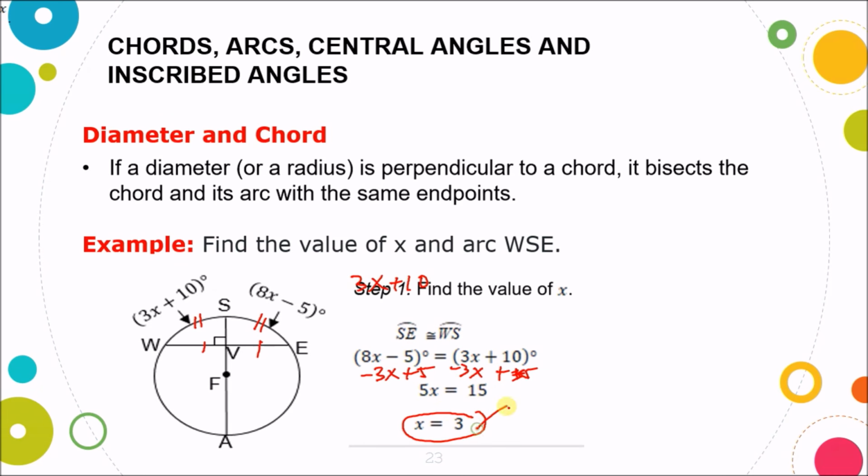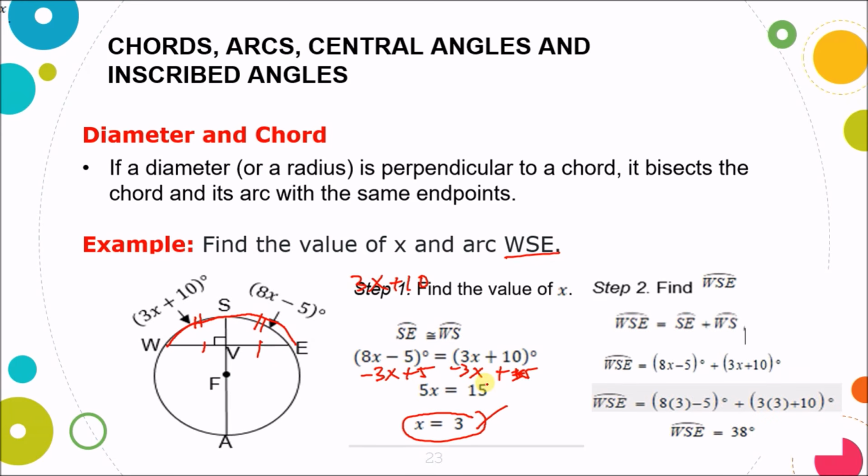And from that, gagamitin mo yung 3 na yan para ma-solve mo yung arc WSE natin, which is this. You could easily know that the result of that will be added. I-add lang natin yung dalawang expressions na yon, kasi nga WSE ang pinapahanap na arc natin or measure ng arc natin, and substitute the value of x na nakuha natin hanggang sa mag-arrive tayo sa 38. Pwede tayong mag-substitute agad-agad, or we could perform this first bago tayo mag-substitute. You could have 8x plus 3x is 11x, by the way. Negative 5 plus 10 is 5. Subukan mong mag-substitute ng 3. 11 times 3 is 33, plus 5 is 38. So pareho lang din.